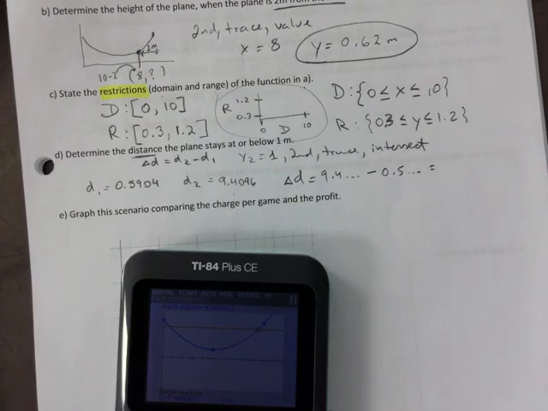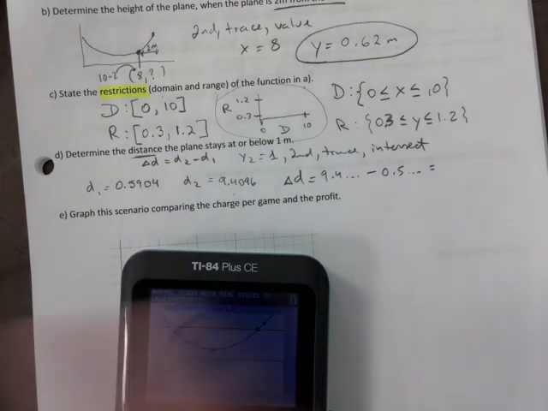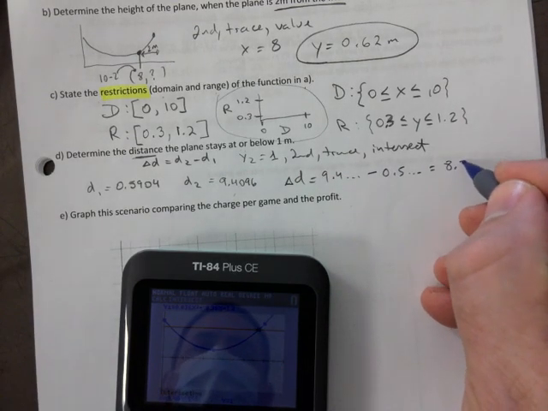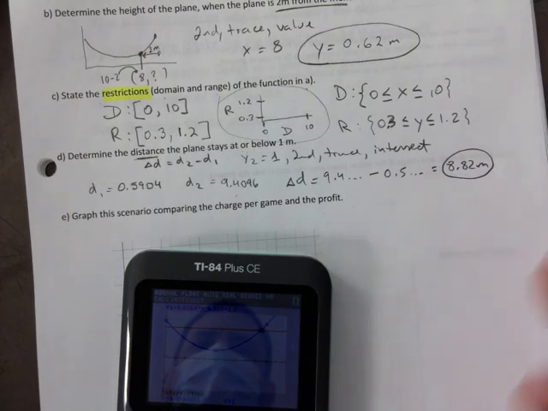Where's my key here? Just to speed things up a bit. It's 8.82 meters. There we go.